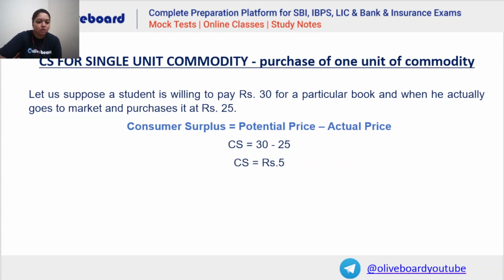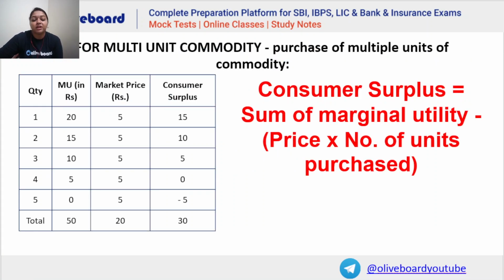Okay. What about when there are multiple units of a commodity? Obviously, we don't buy only one thing of something; sometimes we buy multiple things. So, how do we calculate? Now, this is an example. Kindly focus on the table.